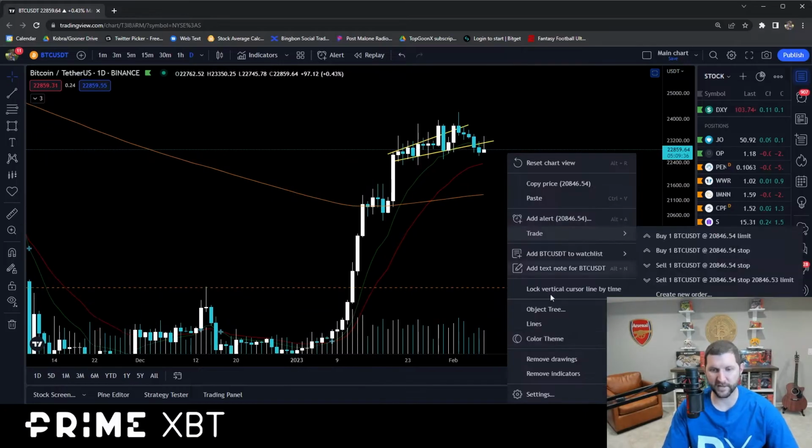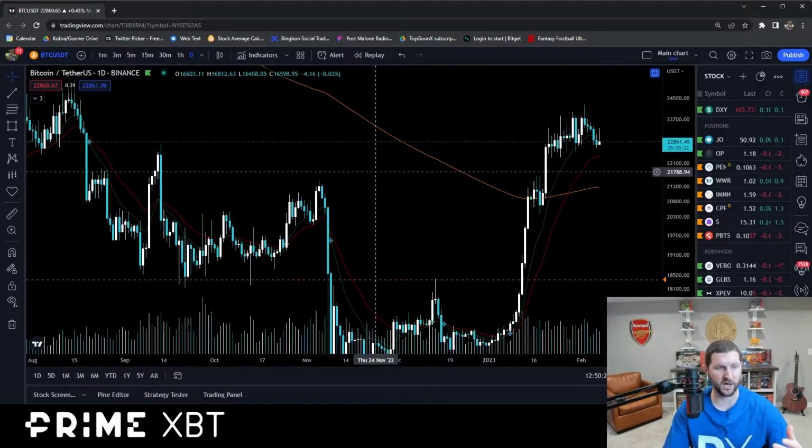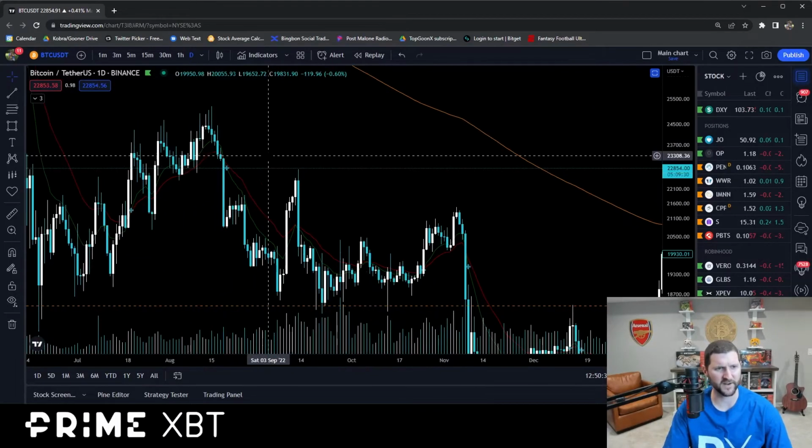Okay, so very simple. That's how I draw. It gives me some very accurate entries later on. I'll see if I can find a good example here.